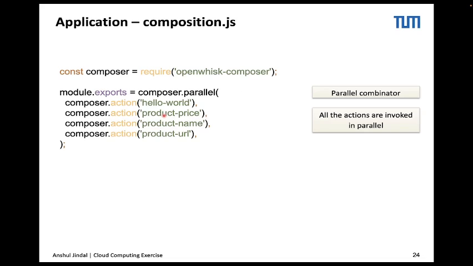I'm not showing you that, so I'll only show the composition. Within the composition function, it's very simple. You have it like this. You specify the combinator as parallel and which parallel functions I have to invoke, like the hello world, product price, product name, and the product URL.